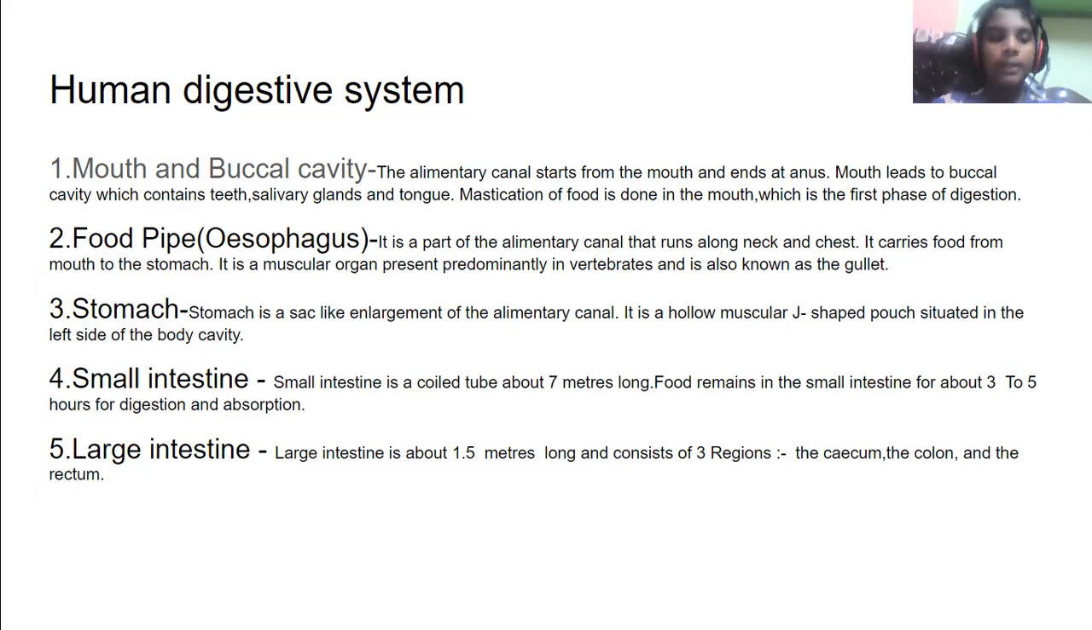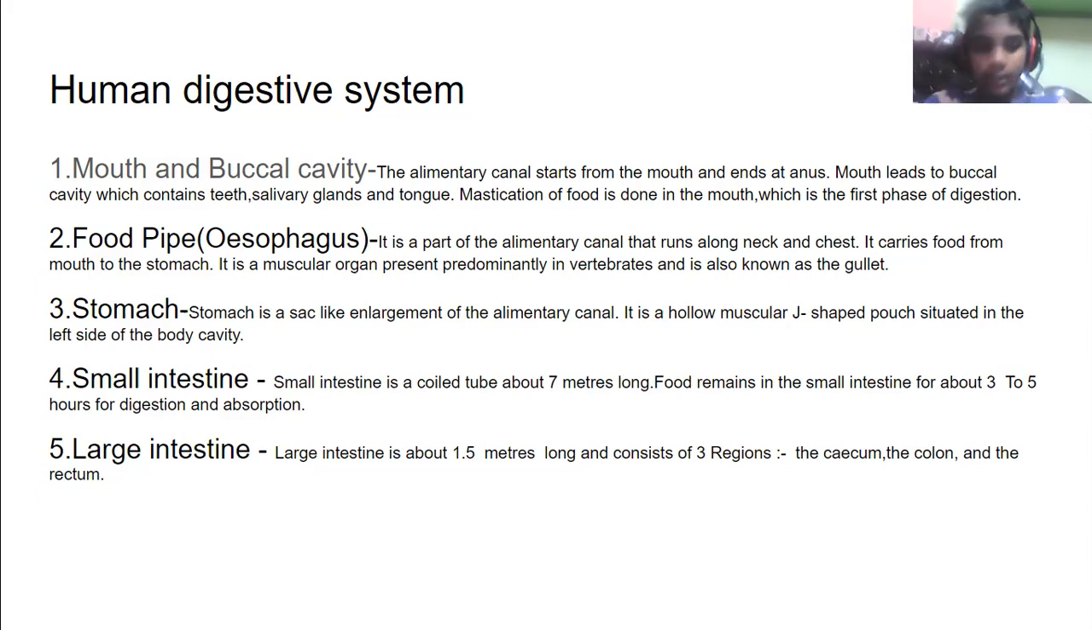Next comes the stomach. The stomach is a sac-like enlargement of the alimentary canal. It is a hollow, muscular, J-shaped pouch situated on the left side of the body cavity. It is like a sac in the alimentary canal, and it is hollow and J-shaped.